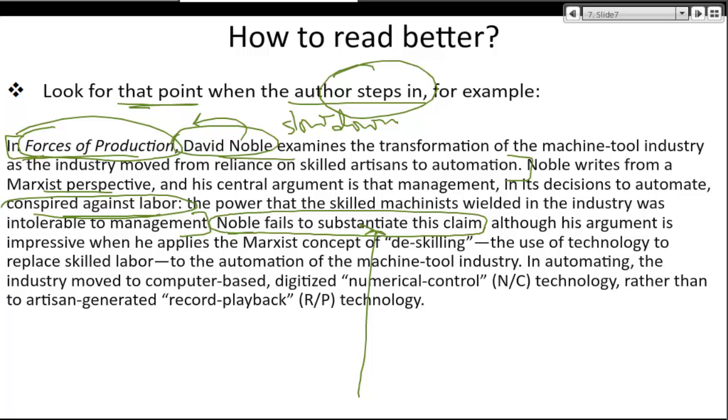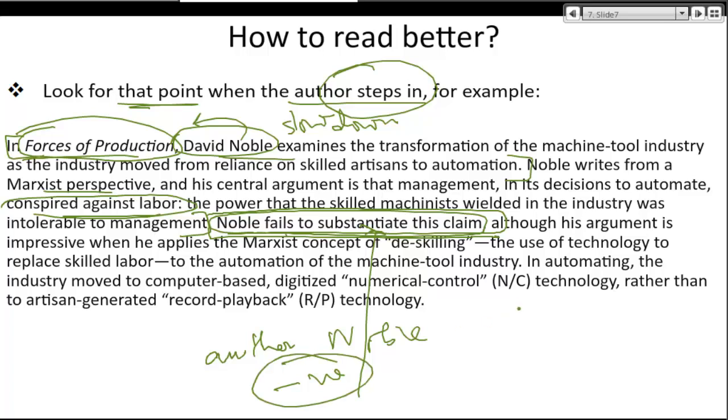This is the first time the author has come in and said something of his own. And therefore, I would say that this is very critical information. And what is it? That Noble fails to substantiate this claim. What is the claim? That management conspired against labor. Although his argument is impressive. So from this, I get to know that the author is writing about Noble and his book, but the author is having a somewhat negative attitude. Although his argument is impressive, Noble has failed to substantiate this claim.